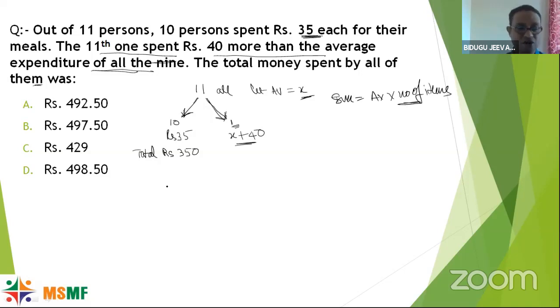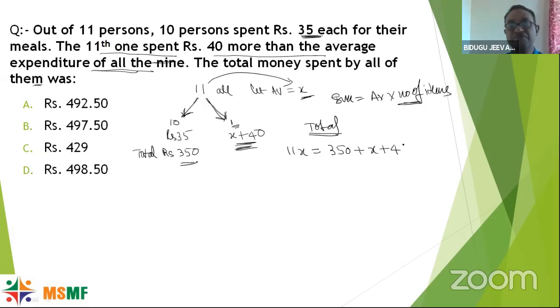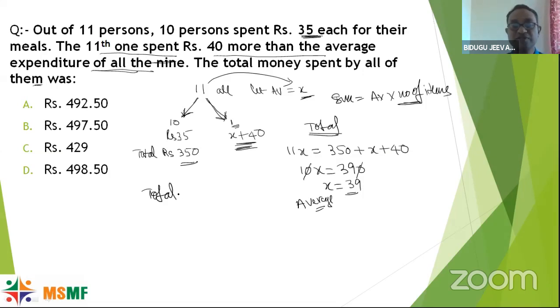Okay, let me talk about the total. Total is 11 members, average X means total is 11X, which is equal to 10 members total, 350 plus 1 person total, X plus 40. So 10X is equal to 390. X is equal to 39. What is X? Basically, this is average, right? So what is the total, boss? Is equal to average into number of items.